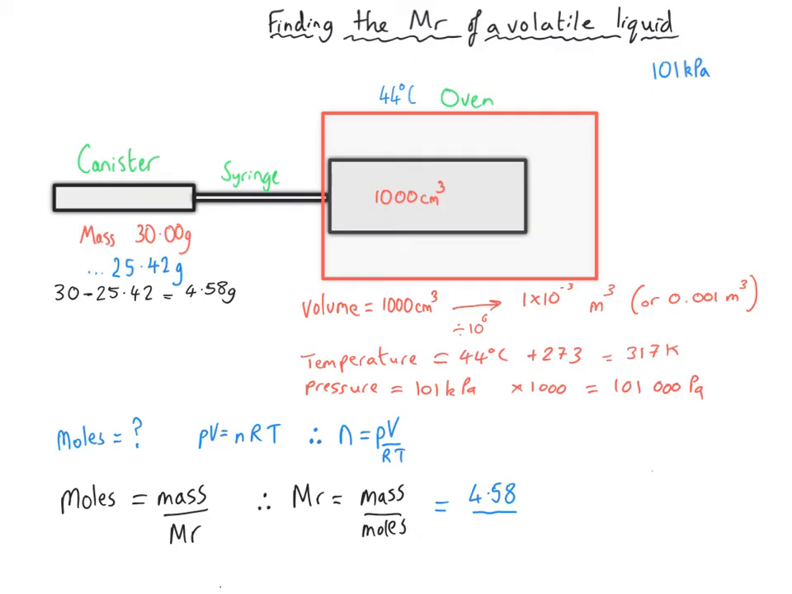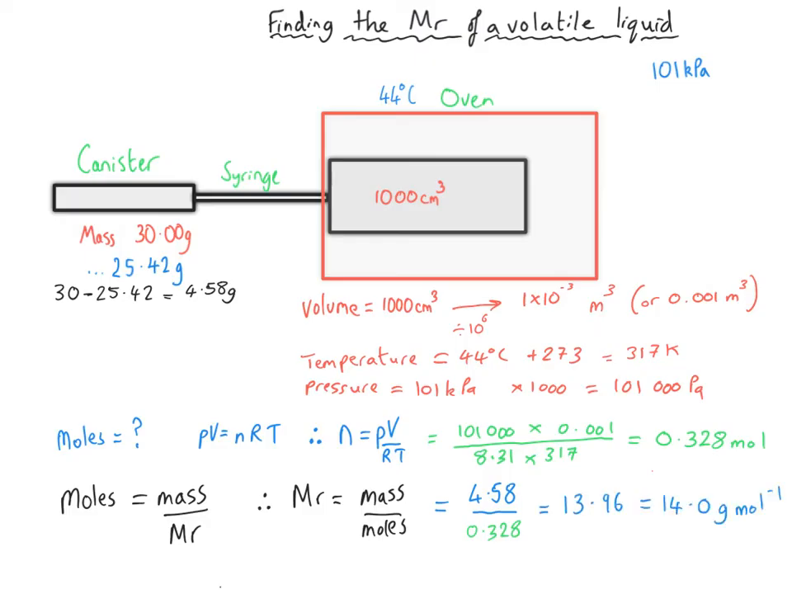We plug those numbers into the equation, remembering the value for R is 8.31, and we get a value for our moles. We then take this value of moles and we put it into the equation down here, and we divide our 4.58 grams by the moles that we've just calculated, and we get our Mr value. You don't normally need to use the units of Mr, grams per mole, but I like to put it in because I think it helps give Mr more meaning.